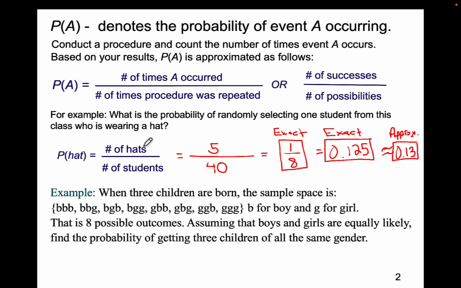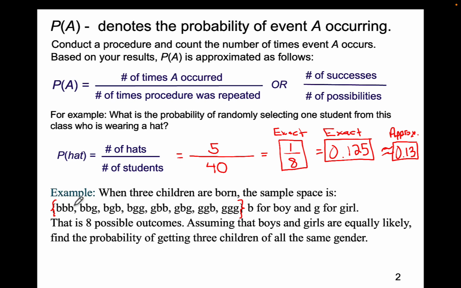All right, let's look at another example. When 3 children are born, the sample space is written with a squiggly bracket. Okay, this right here is called a sample space. All right, 3 children are born, so in this sample space, B is for boy, gender identified at birth, and G is for girl, okay?